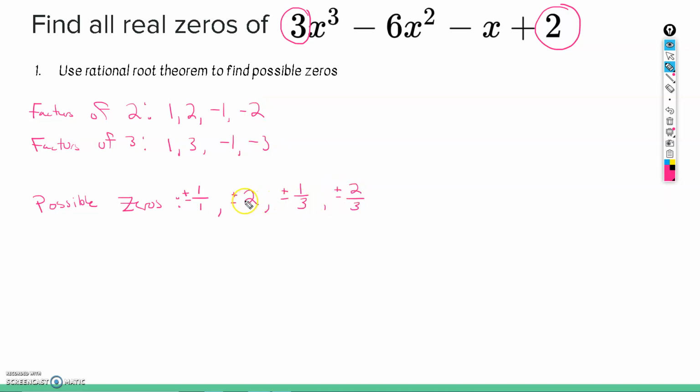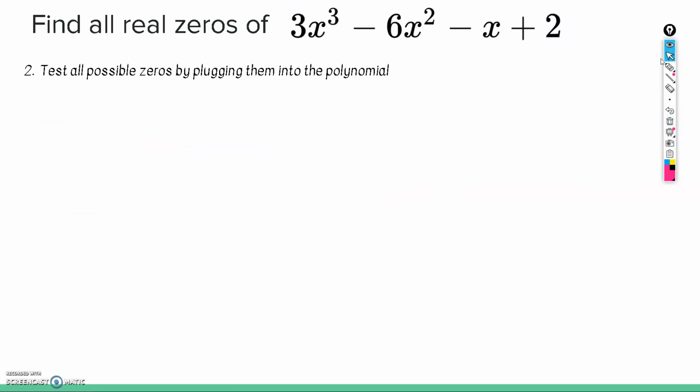These are 8 possible zeros: positive 1, negative 1, positive 2, negative 2, positive 1/3, negative 1/3, positive 2/3, negative 2/3. So the rational root theorem found us 8 of the possible zeros that we could have. In the next step, we're going to plug them in and test to see which one out of the 8 we actually want.